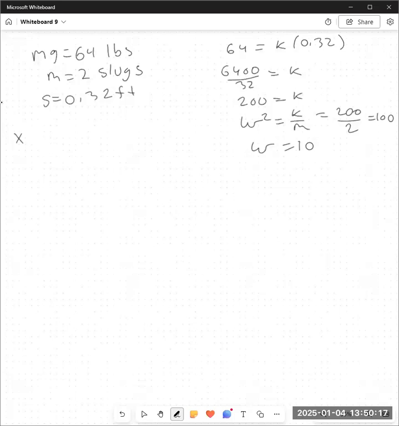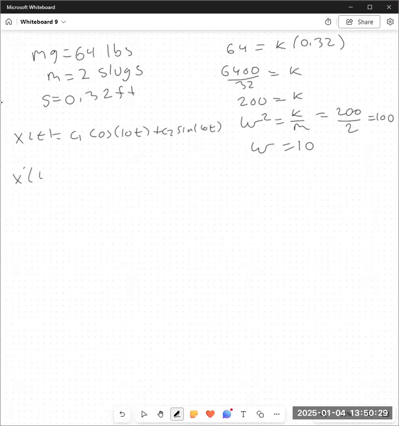And we have x of t is c1 cosine of 10t plus c2 sine of 10t. X prime of t is equal to negative 10 c1 sine of 10t plus 10 c2 cosine of 10t. And what were our initial conditions? The mass is initially released from a point 8 inches above equilibrium. So x of 0 is equal to negative 8 over 12, which is negative 2/3 of a foot. 4 goes into there twice and into there 3 times.